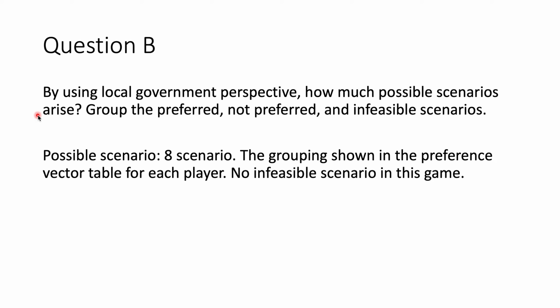Next, on question B, by using the local government perspective, how many possible scenarios arise? Group the preferred, not preferred, and invisible scenarios. So we have 8 scenarios based on our rule of thumb. It's 2 to the power of n, where n is the number of strategies. So 2 to the power of 3 is 8 scenarios. And from the grouping we have in the previous steps, we have no invisible scenario in the game. So for the local government, we prefer a scenario which has the number 1 in it, and the not so preferred ones are the ones with 0, because it means we don't implement our policy.